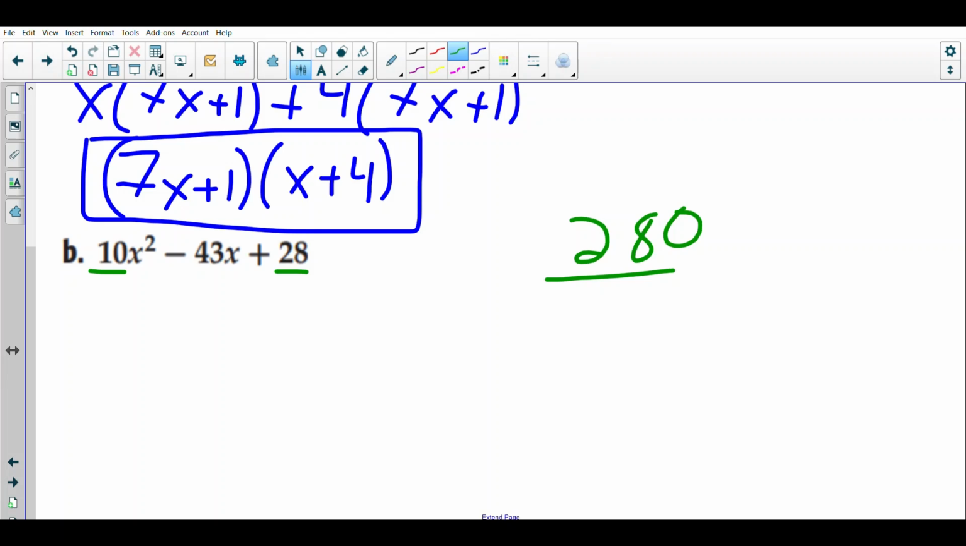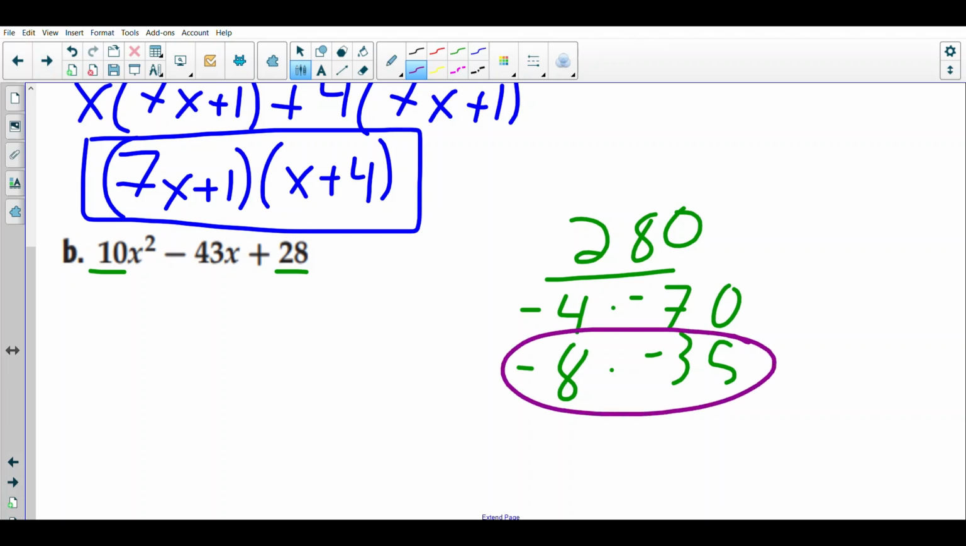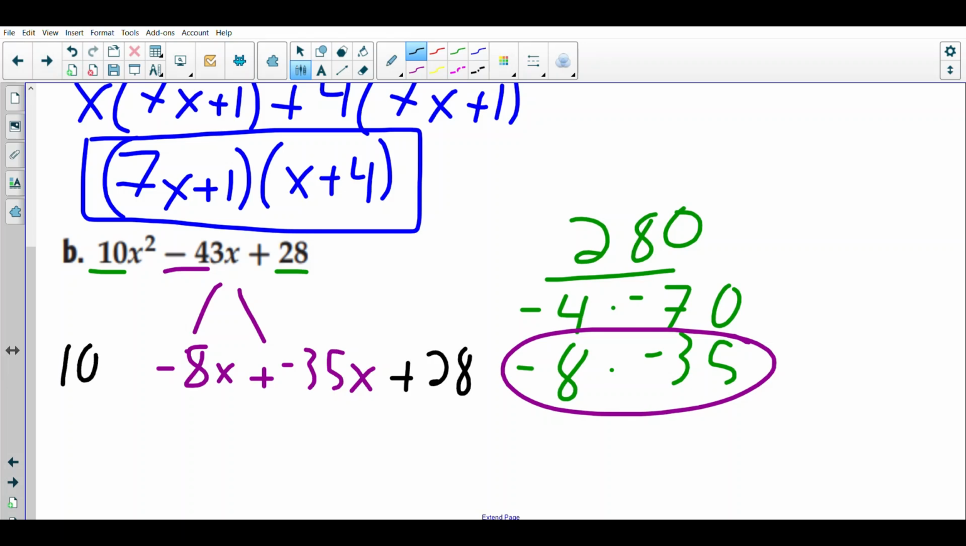So I have negative 4 times negative 70. Well, those added together do not work. So I'm just going to try another one. And I find negative 8 times negative 35. And lo and behold, negative 8 plus negative 35 is negative 43. So I'm going to split that negative 43, and it doesn't matter again which one you split it, so I'm going to go negative 8x plus negative 35x, and bring the rest with, plus 28, and then 10x squared out front.